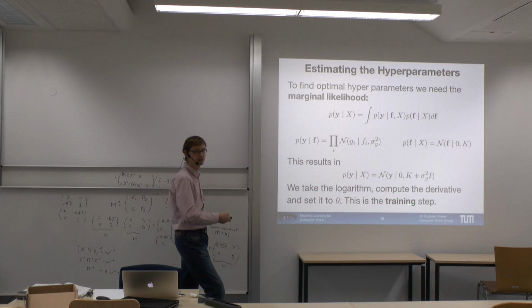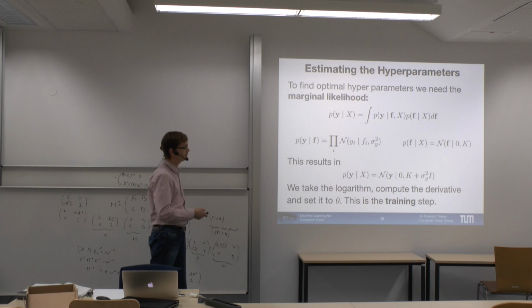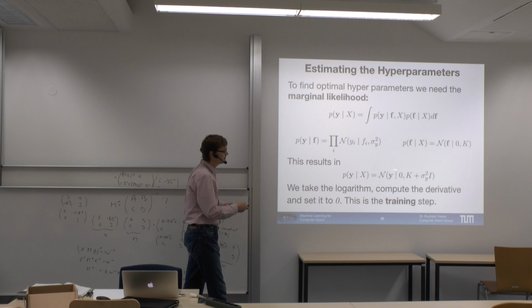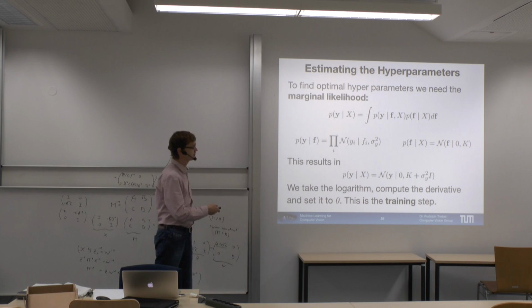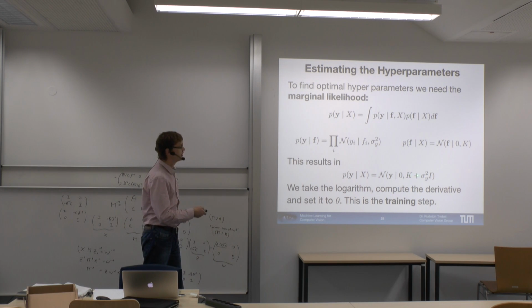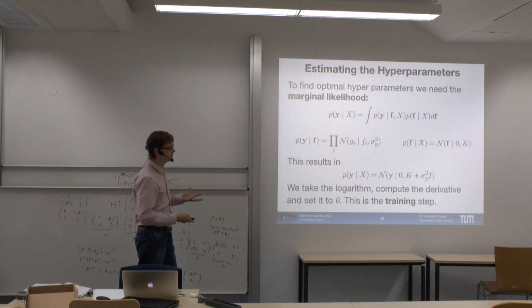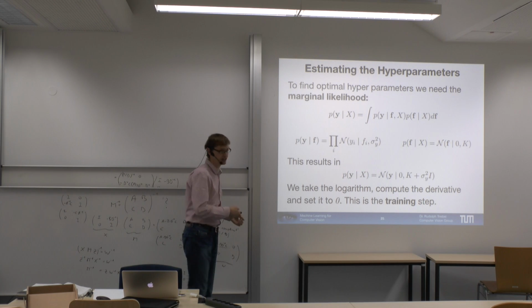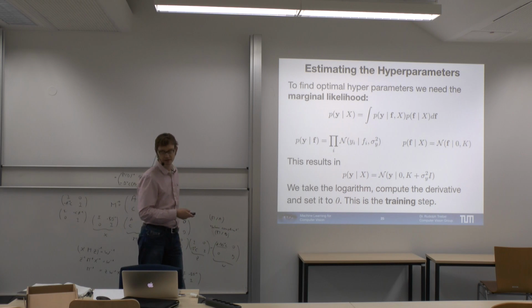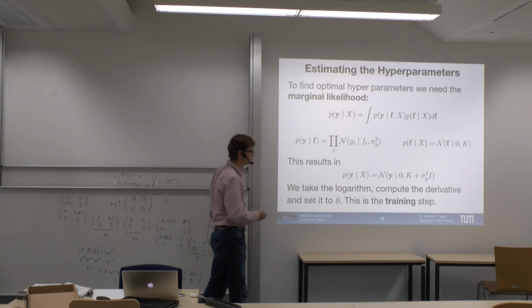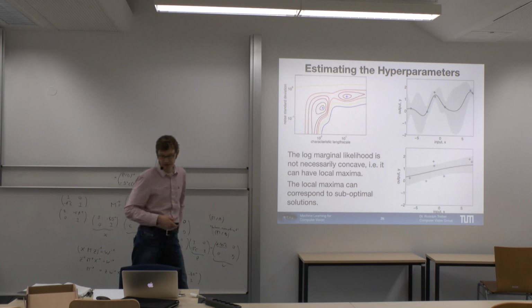This is the training step of the GP. To find good hyperparameters, we simply take this expression here and take its logarithm, which makes things easier because then we don't have to do this exponential stuff anymore. We just look at what's in the exponent. We derive this expression with respect to the hyperparameters, set this to 0, and find the optimal hyperparameters that explain our training data. This is just a training step of GP. And this is what comes out.